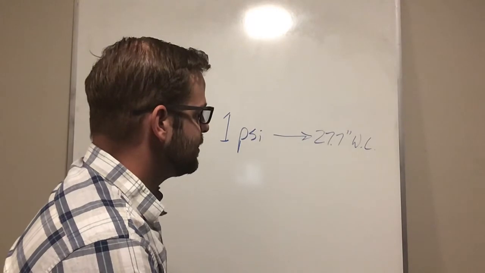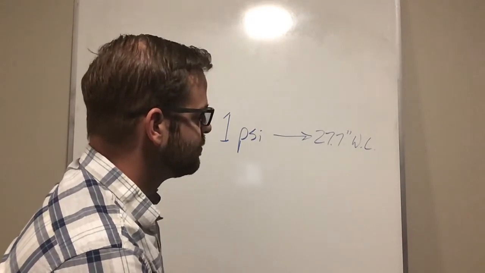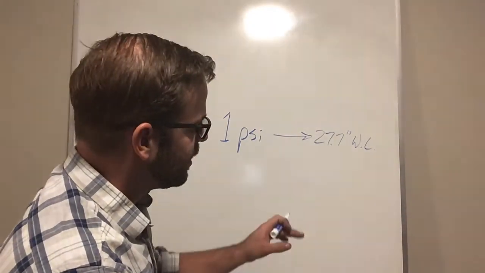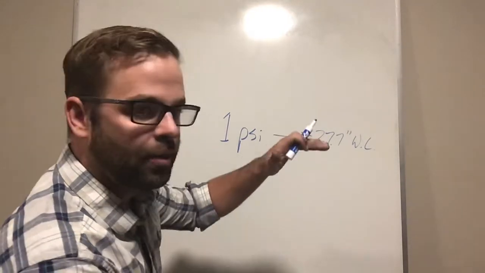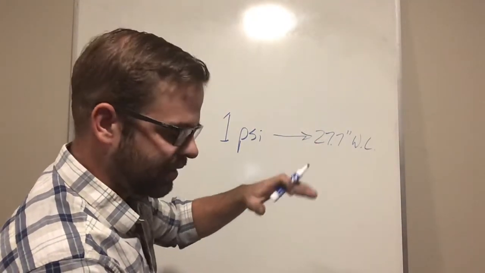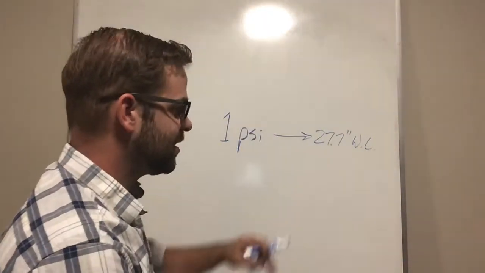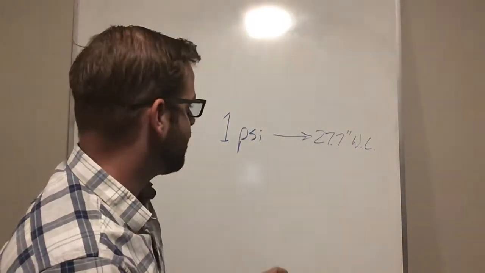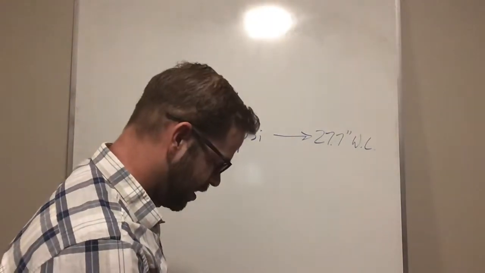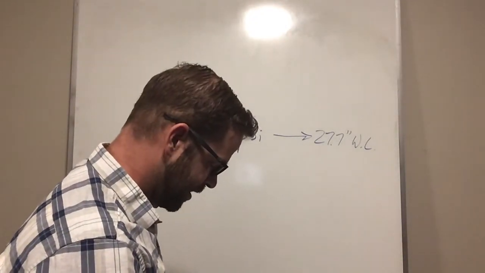But that is what is used to calculate that. So if you have a column of water, what this means is if you have a column of water that's 27.7 inches tall, at the bottom it's going to see a pressure of 1 psi.